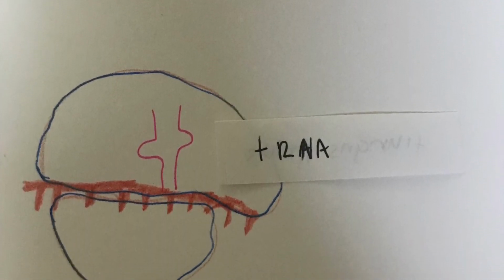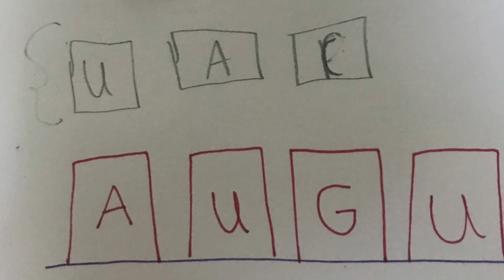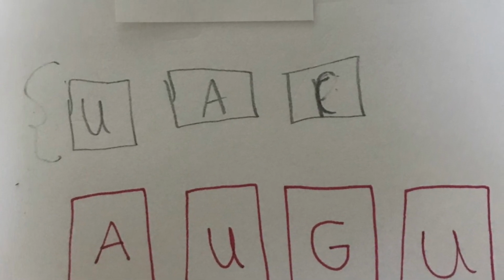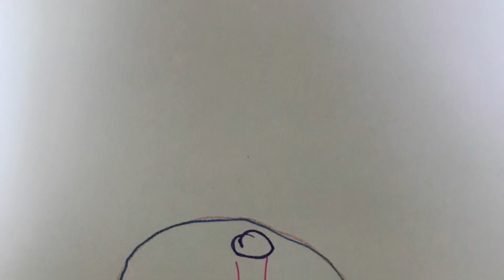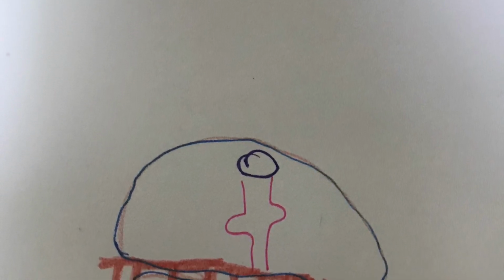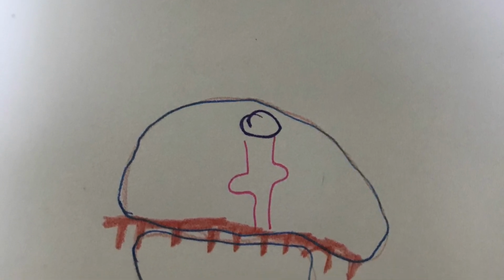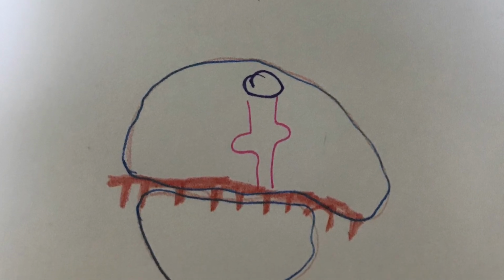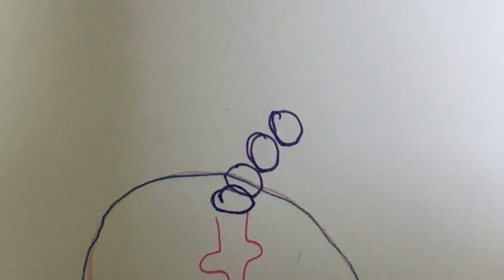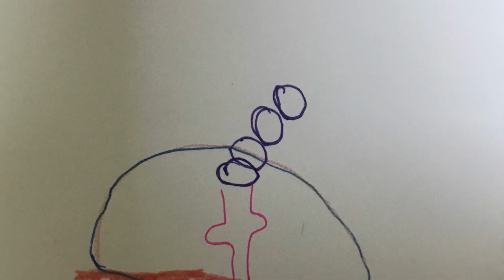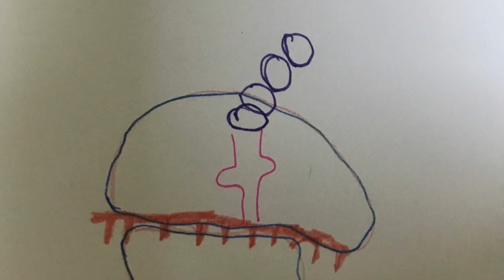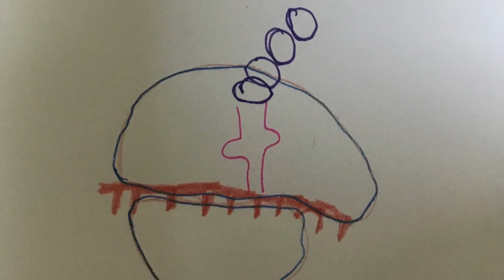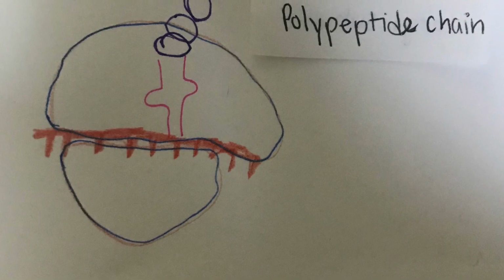tRNA carries specific amino acids, and each tRNA molecule has a 3-base anticodon which is complementary to the mRNA codon for that amino acid. The tRNA attaches to the mRNA and brings the amino acid methionine to the ribosome to start the polypeptide chain. Then, another tRNA molecule brings the next amino acid that corresponds to the next mRNA codon, and attaches to the mRNA at a second binding site on the ribosome.